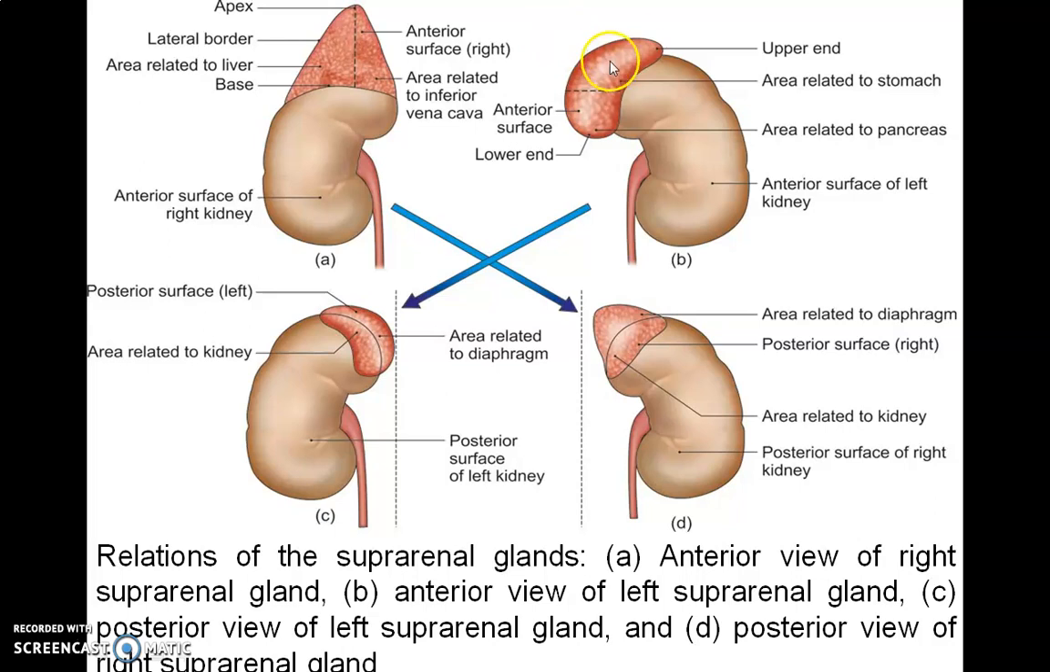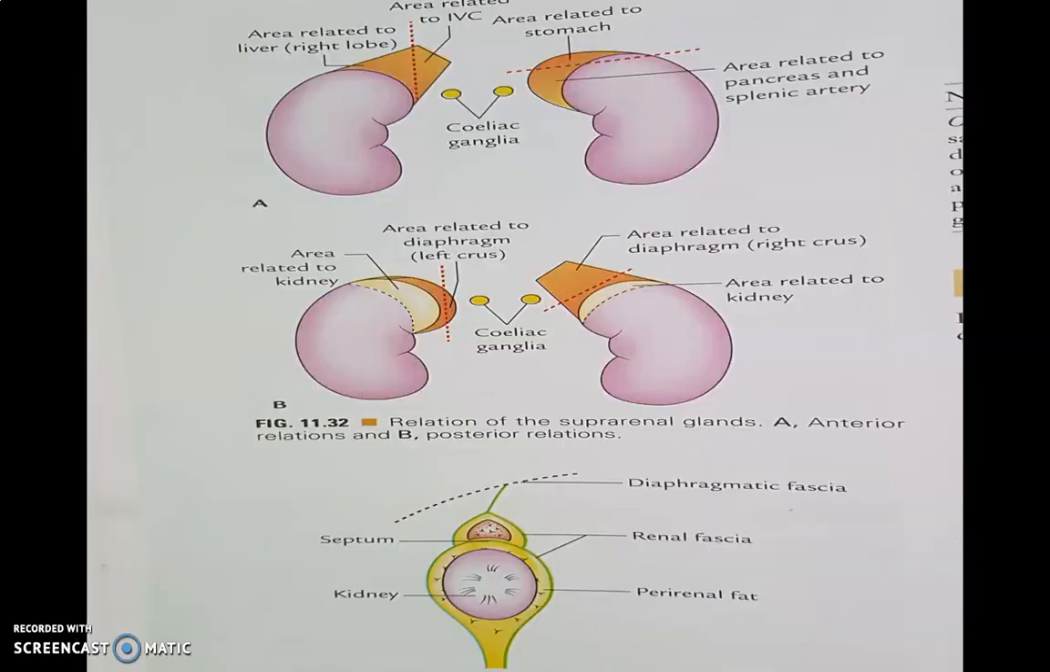This is the lateral border which overlaps the left kidney, and this is the medial border. It is related with the left celiac ganglion, left inferior phrenic artery and the left gastric artery.